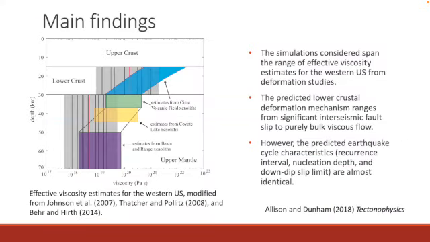Although I've only shown one example, I considered a range of geotherms such that the simulations I considered spanned a range of effective viscosity estimates for the Western US. I found that the predicted lower crustal deformation mechanism ranged from significant interseismic fault slip to purely bulk viscous flow. However, the earthquake cycle characteristics, such as the recurrence interval, the nucleation depth, and the down dip limit of slip were almost identical.